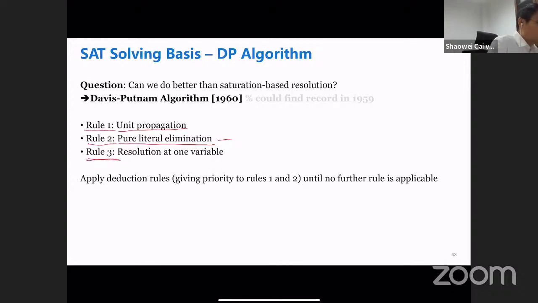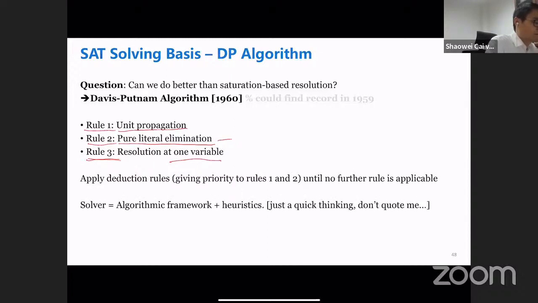The third rule says that each time we do not perform resolution on all the possible pairs. We just take one variable, do all the resolution, and remove that variable. So in each iteration of the DP algorithm, it applies these three rules, giving priority to rules 1 and 2 and then 3, until no further rule is applicable. This is the first effort to make a practical SAT solver.